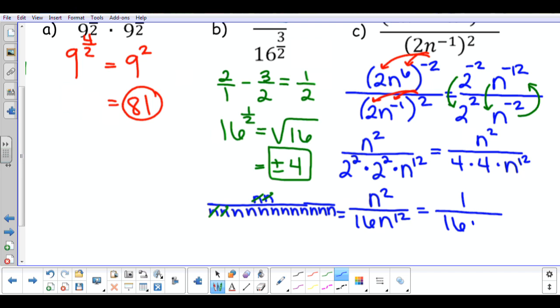So my numerator is now 1, and I have 16 n to the 10th in my denominator for my final answer.